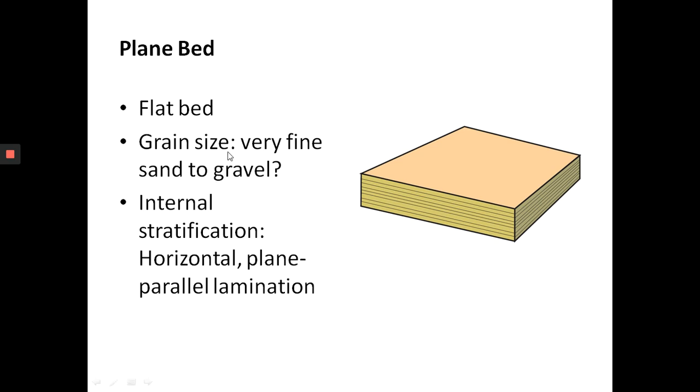Okay? You have grain sizes ranging from very fine sand to maybe gravel. In terms of internal stratification, you have horizontal lamination which are parallel to the bed, right? That's horizontal lamination. So there's not much studies in terms of plane beds that develop in wave-dominated environments, at least studies known to me, right? But it seems that it's not easy to differentiate between these kinds of plane beds with unidirectional current plane beds. So let's just leave it at that in this lecture.